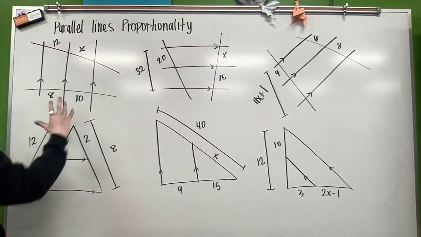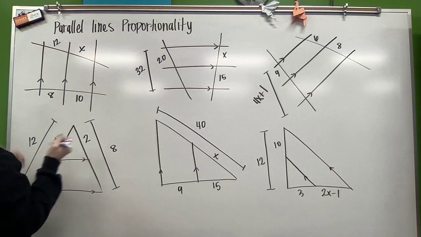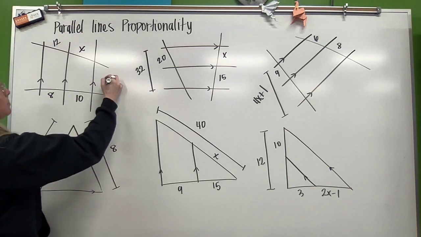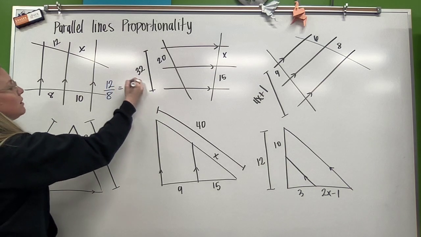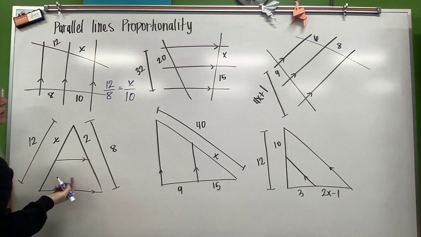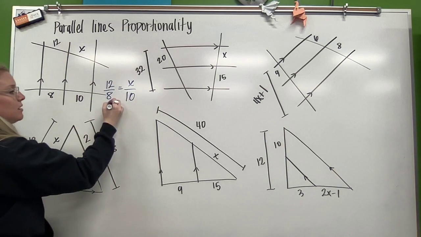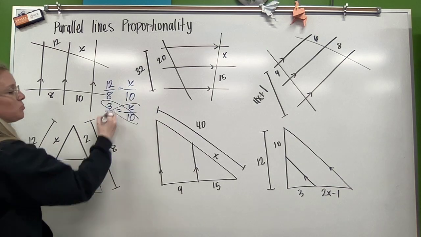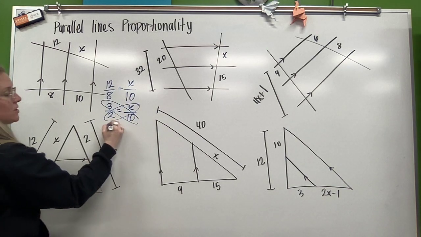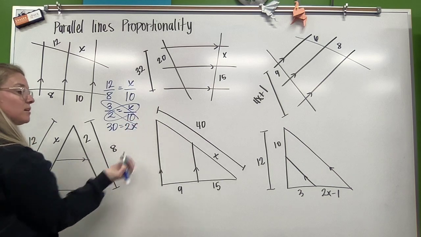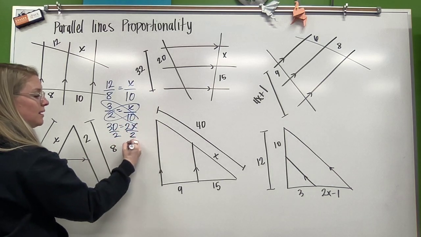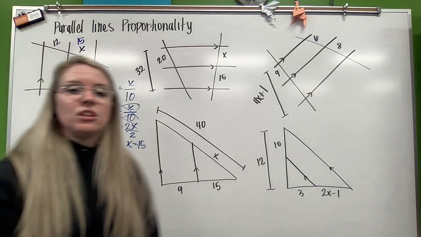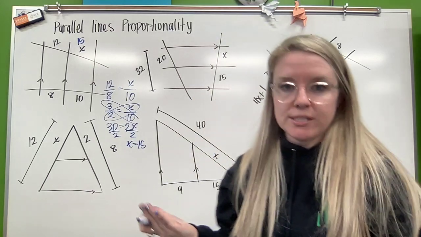This first example, depending on how we set it up, I could go ahead and say 12 to x or 12 to 8. Either way, as long as I set them up in the same order. So I'll say 12 to 8 equals x over 10. We could go ahead and reduce our 12 to 8 and make that 3 halves equals x over 10. Cross multiply here. I'm going to get 30 equals 2x. So I divide by 2 and x equals 15. Done. Those side lengths are proportionate, set up the proportions and solve.